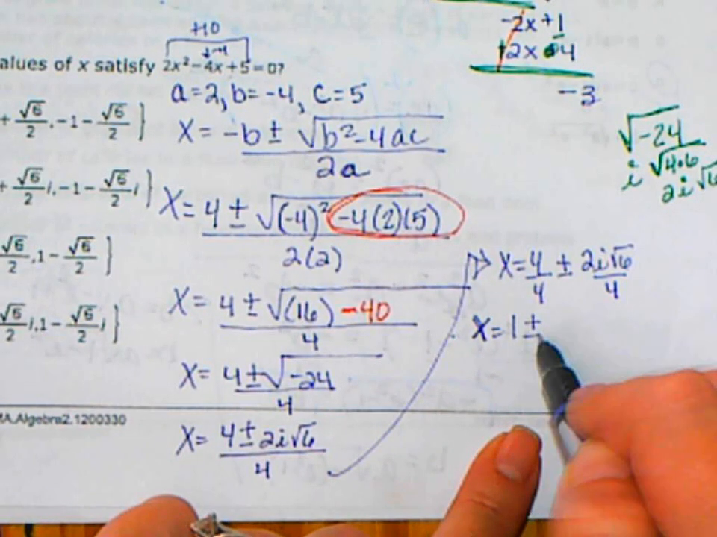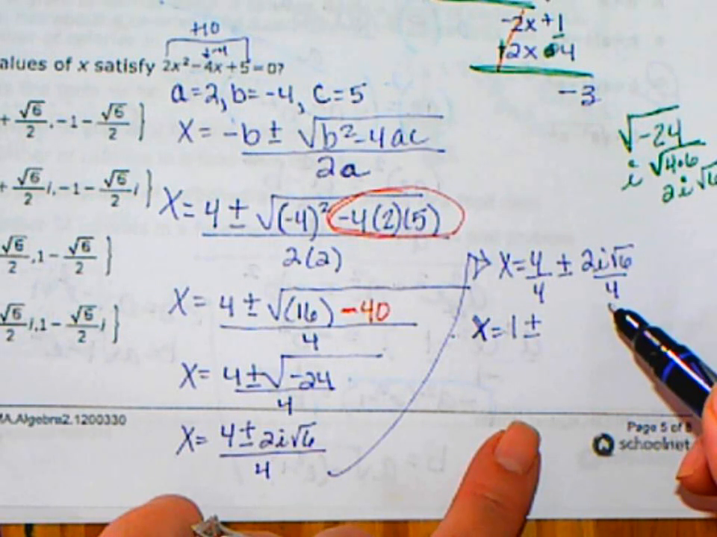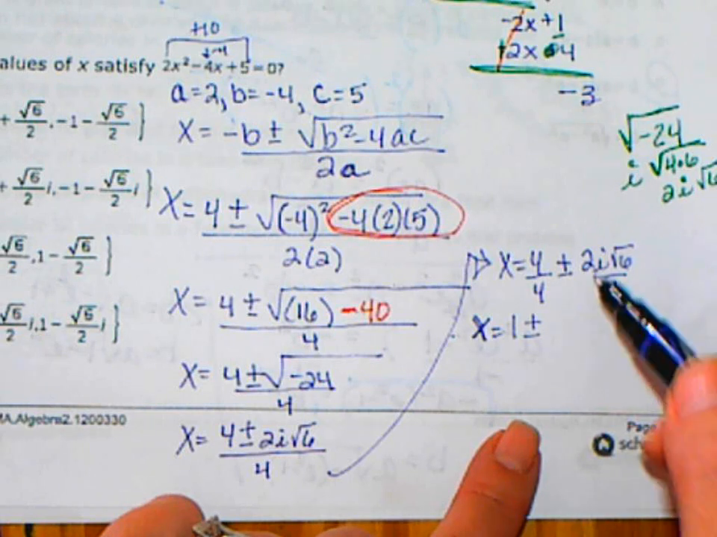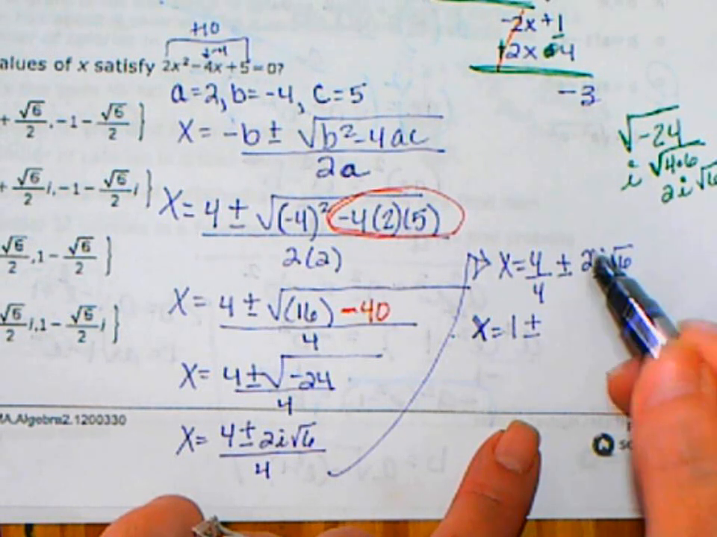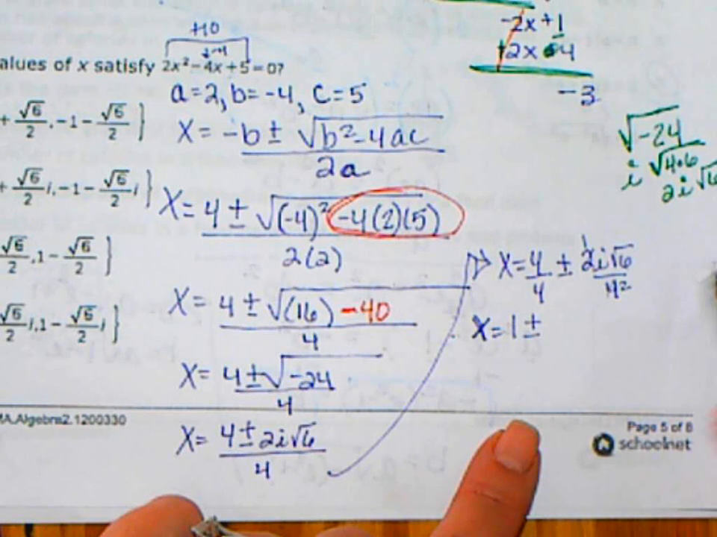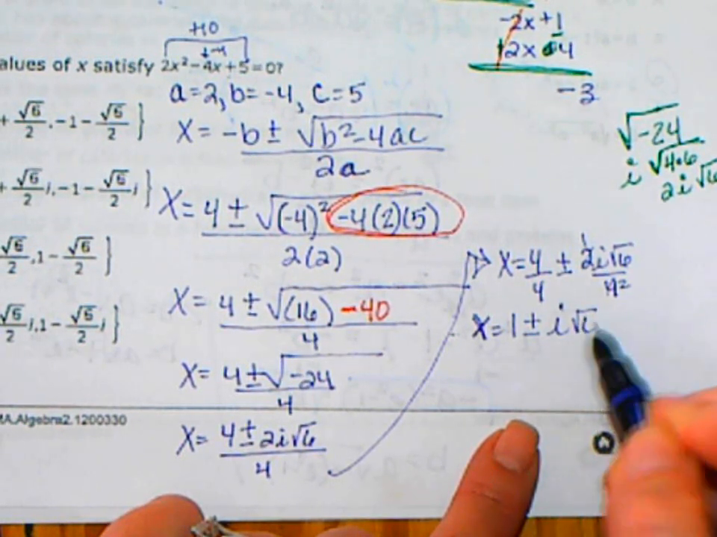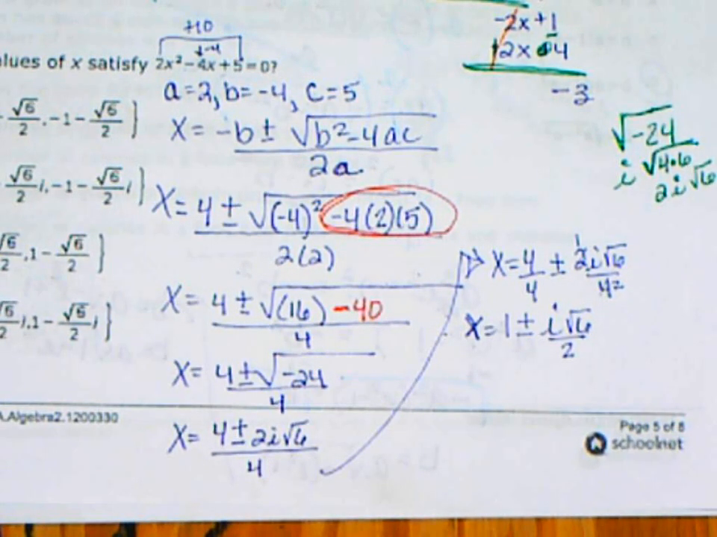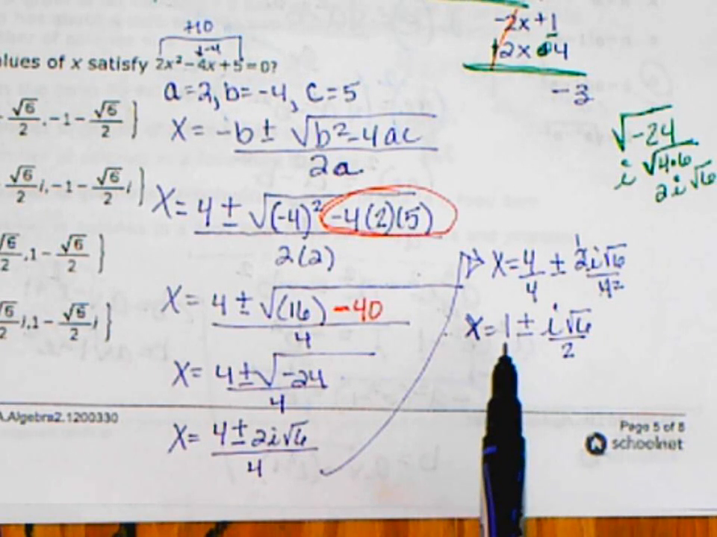Plus or minus. Can I reduce the 6 and the 4? No, because 6 is under a radical, 4 is not. Can I reduce the 2i and the 4? Yeah. So think of it as like 2 4s. So 2 goes into 2 once, 2 goes into 4 twice. So you're left with 1i, or just i square root of 6 over 2. Could I rewrite that as one big fraction, put the whole thing over 2? Nope. I could if 1 was over 2, but it's not, okay?